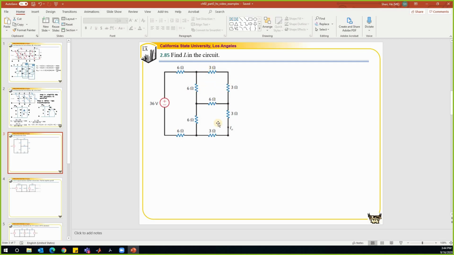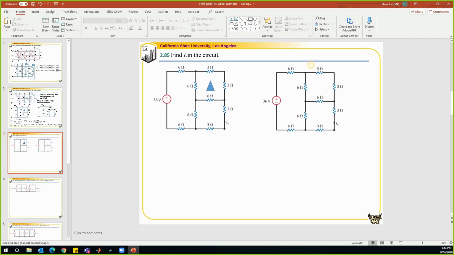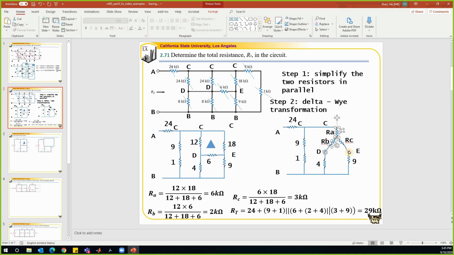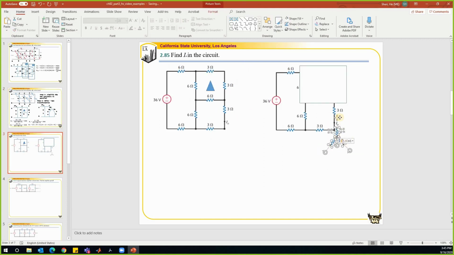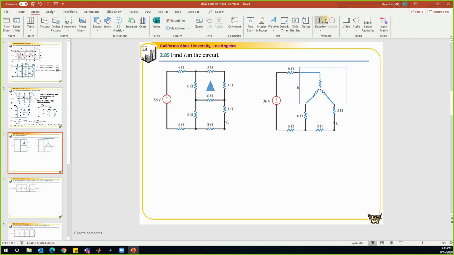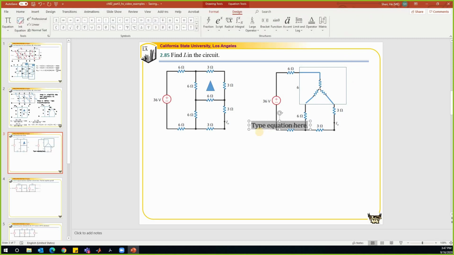This is a delta-shaped network. Because we are looking for Io, it's better to replace the top delta network so that we can keep this branch, right? Otherwise, we'll lose this Io. We're going to replace this part by a Y-shaped network. Let's draw the Y-shaped network then. I'm going to copy this Y-shaped network and put it over here, and I will connect this back to the original circuit. So now we have these 3 new resistors. We need to find out what they are. Let's call them RA, RB, and RC.